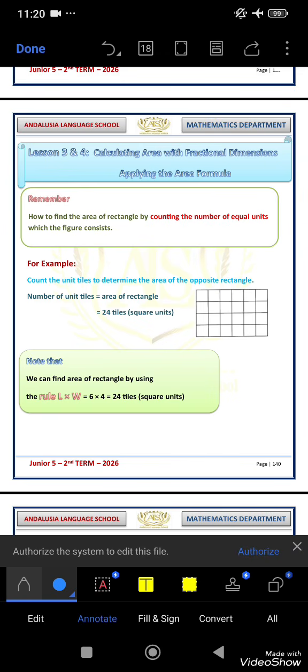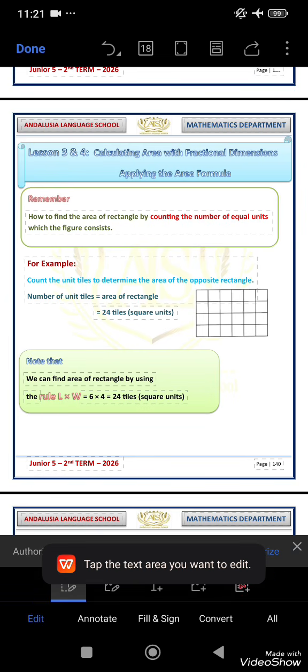First rule: if you have squares inside the shape, you can count all of them to find the area. You see here, how many squares are inside the rectangle? 1, 2, 3, 4, 5, 6, 7, 8, 9, 10, 11, 12, 13, 14, 15, 16, 17, 18, 19, 20, 21, 22, 23, 24. So the number of squares is 24, so the area is 24 square units.